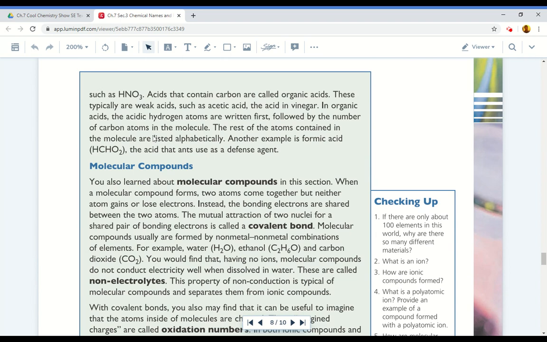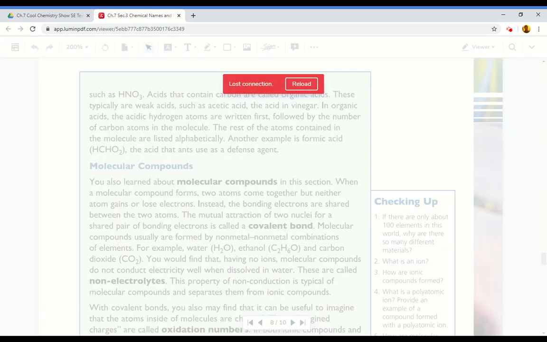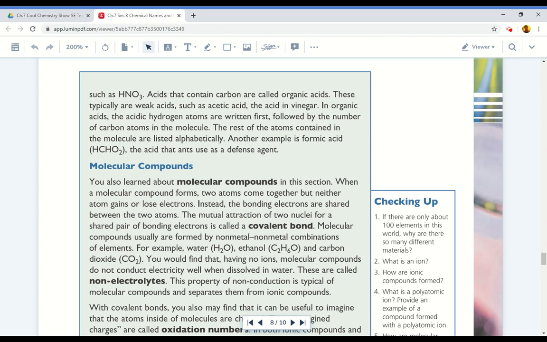Acids that contain carbon are called organic acids. These typically are weak acids, such as acetic acid, the acid in vinegar. In organic acids, the acidic hydrogen atoms are written first, followed by the number of carbon atoms in the molecule. The rest of the atoms contained in the molecule are listed alphabetically. Another example is formic acid, the acid that ants use as a defense agent.